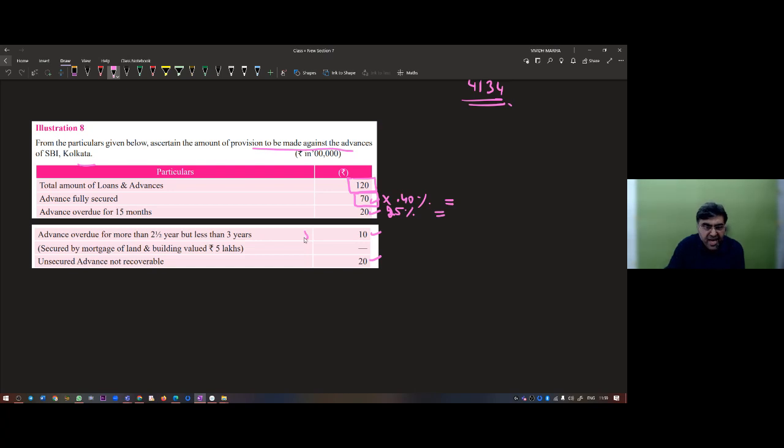Out of 10 lakh, 5 lakh is secured and 5 lakh is unsecured. It is overdue for more than 2.5 years to 3 years. It will be doubtful for more than 1 year up to 3 years. The provision on the 5 lakhs will be 40%, and the provision on the remaining 5 lakhs will be 100%. And irrecoverable means loss assets.